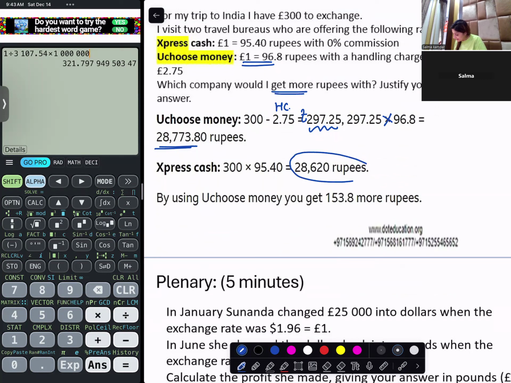Which company would I get more rupees from? The rupees that I get from Express Cash is 28,620, and the rupees that I will get from You Choose Money is 28,773. If I subtract both, 28,773.80 minus 28,620, if I choose You Choose Money, I am going to get 153.8 rupees more.